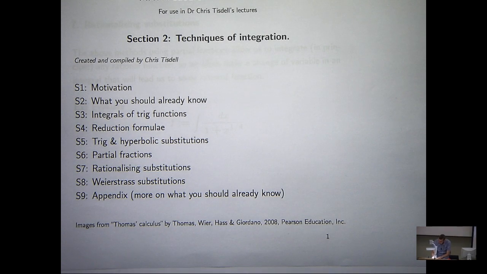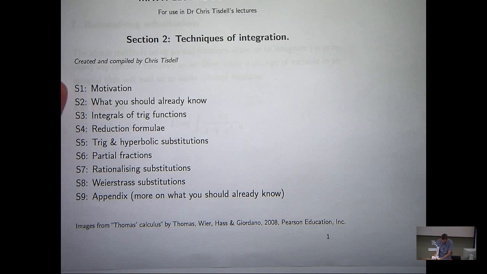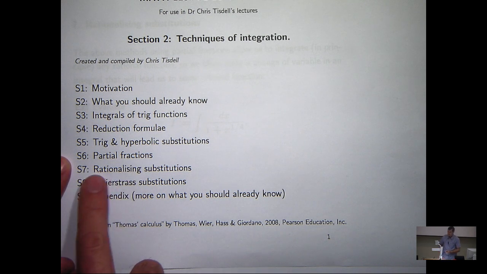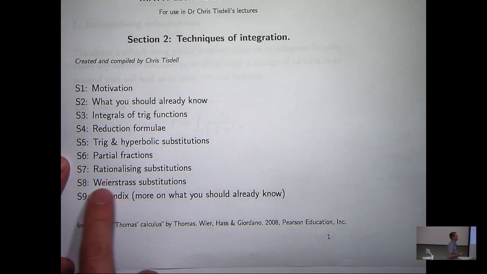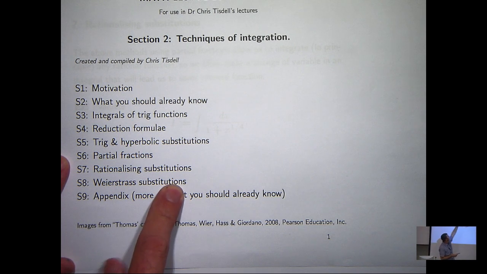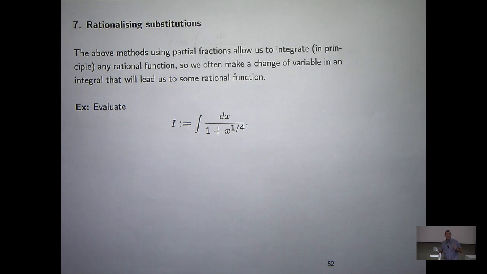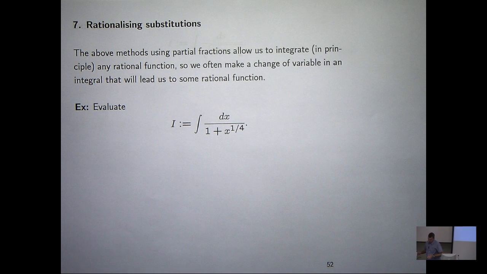In this lecture, we're going to finish off our section on integration. Now, we've been working our way through these topics, and today we're going to look at so-called rationalizing substitutions and Weierstrass substitutions. Okay, so let's just get straight into it and do an example.